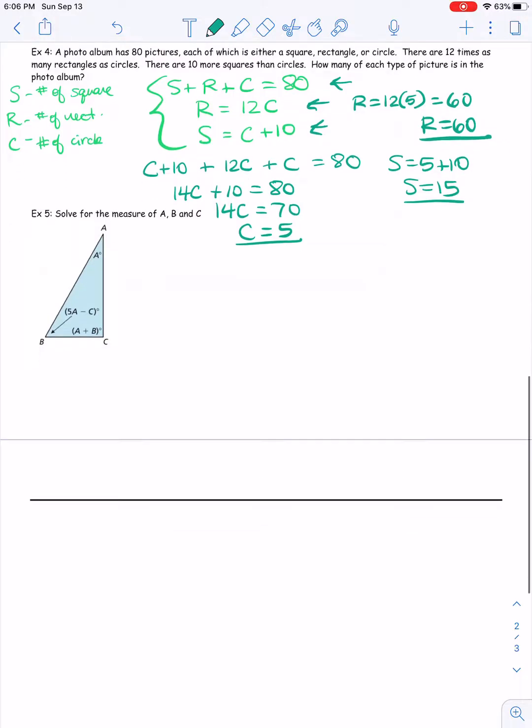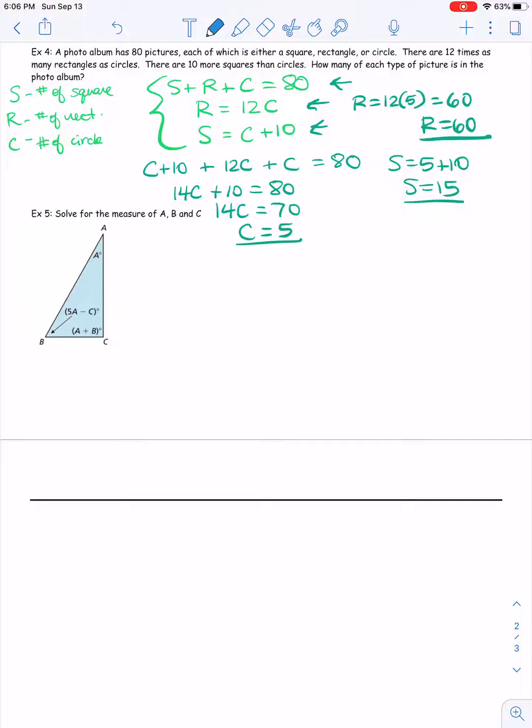All right, and then the last one says solve for the measures of A, B, and C. So, a little throwback to geometry, we have a triangle. We do not know that this is a right triangle. This is something you should know from geometry. Even though it looks like a right triangle, we don't know that it is. There's no notation, and nothing in the problem tells us that. All we know is that it's a triangle. And so what do we know about the 3 angles of a triangle? They add up to 180 degrees.